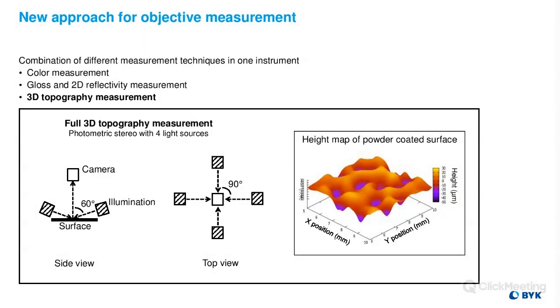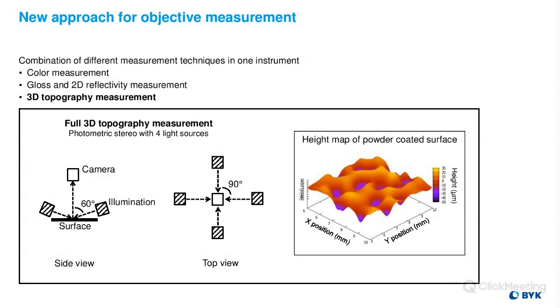Thank you. Okay, so here we have a diagram for the setup of the 3D topography measurement. In the side view, we see that the illumination is coming in from 60 degrees off the normal. And we know, of course, that's going to cast shadows on our structured surface, but here that's okay because that's actually what we're measuring with the device from the 4 different angles.